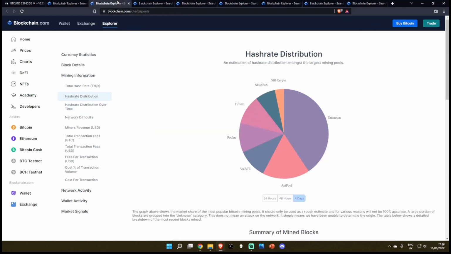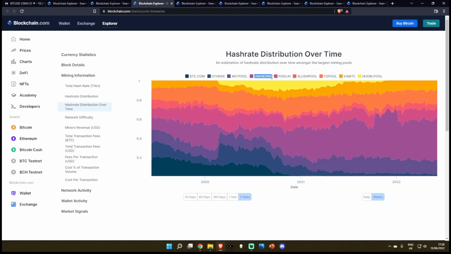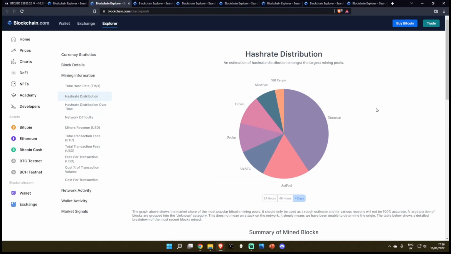Now, with that being said as well, you may notice there is a large chunk of the network in the unknown pool. This is not one validator, this is not one subset of validators, this is a multitude of validators, it says over here. It simply means that they are unable to determine the origin. So for example, if I was to start my own Bitcoin node, no one really knows who I am. It's not like I'm F2Pool or a large entity or anything like that. So I would come underneath the unknown category.